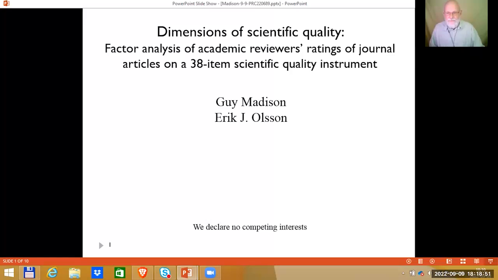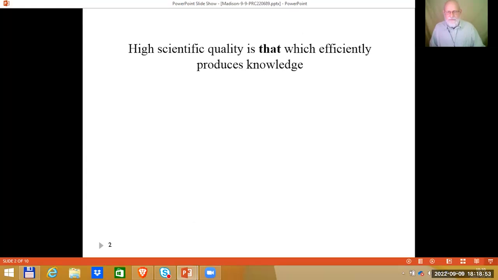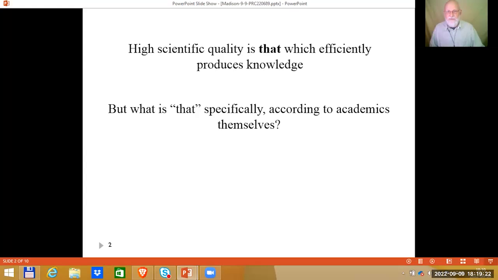And the problem is, of course, that if we want to assess research quality as such, and even then assess the assessment of such quality, it is, of course, not objectively measurable. I like personally this kind of definition, that high scientific quality is that which efficiently produces knowledge. You may have your favorite definition, but the problem is, of course, that we can't measure it directly. So we have to go to those who actually do this evaluation.